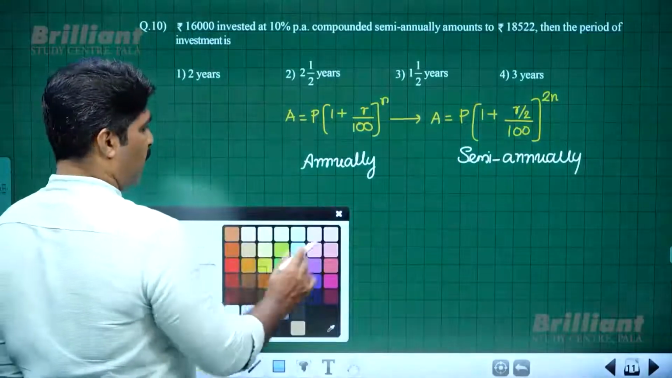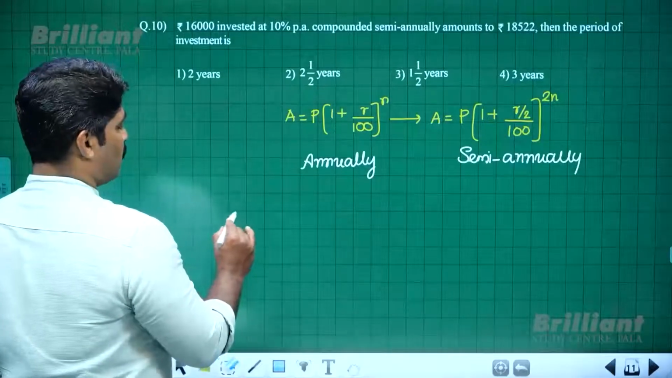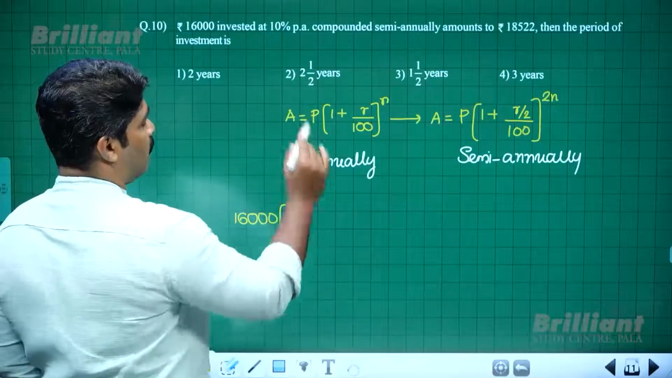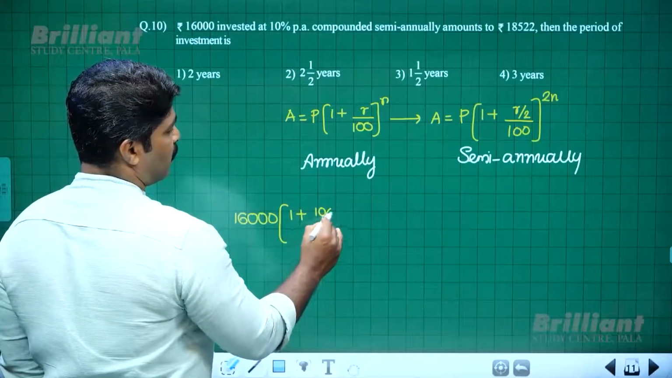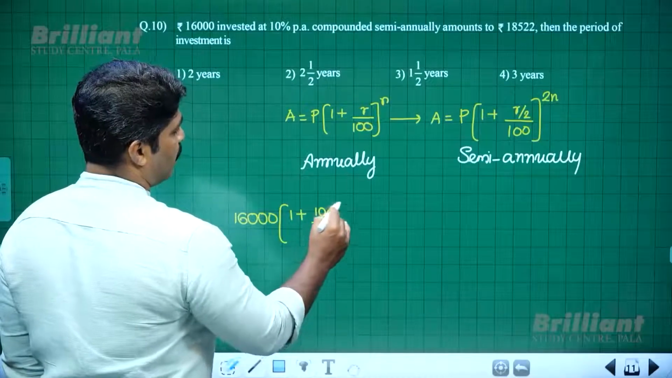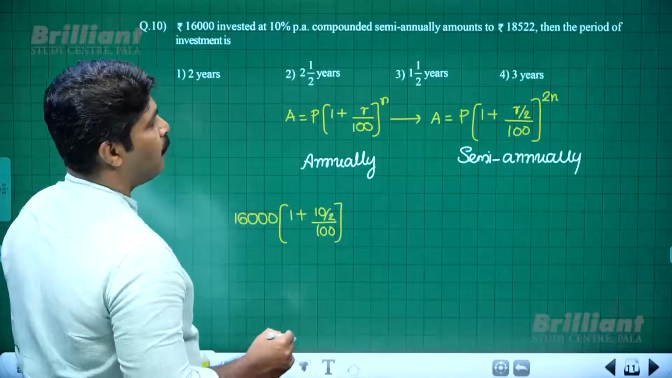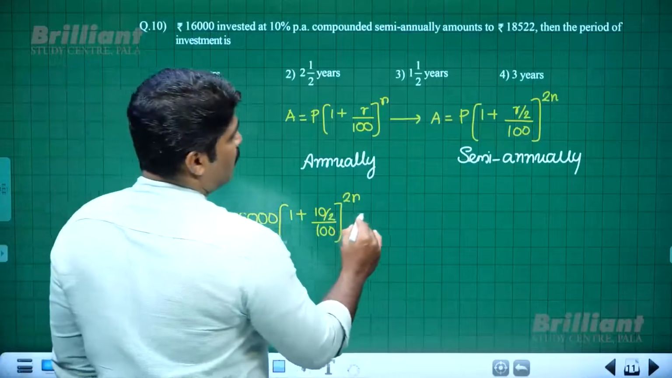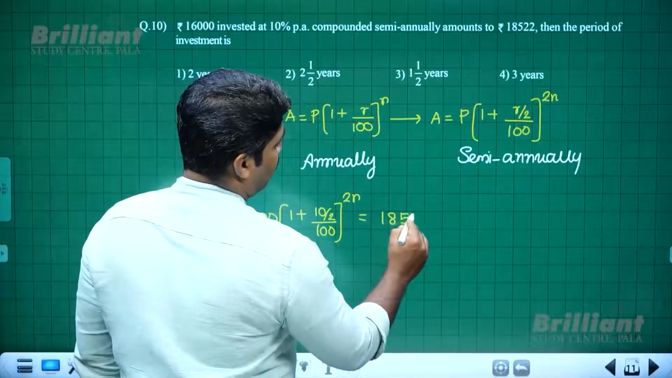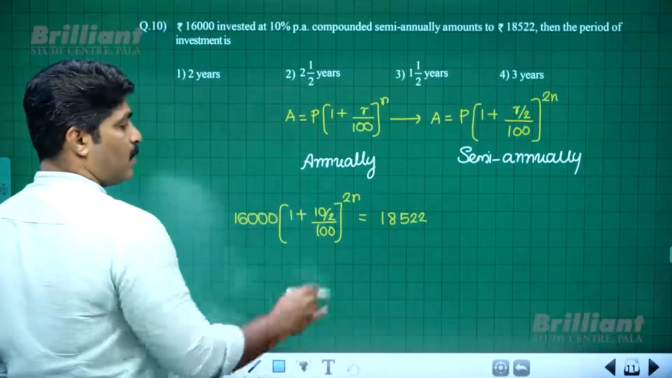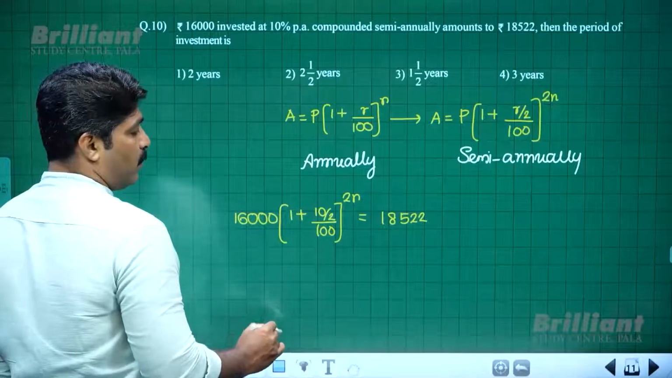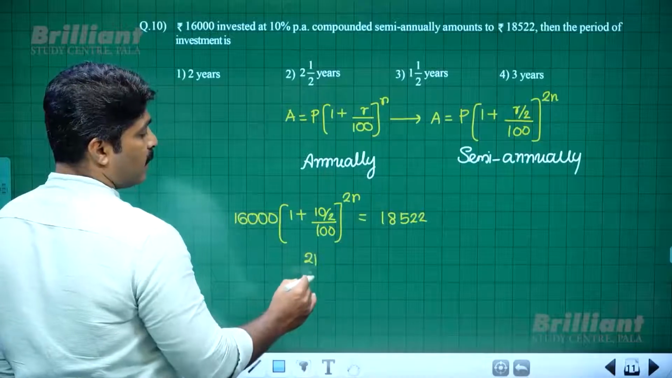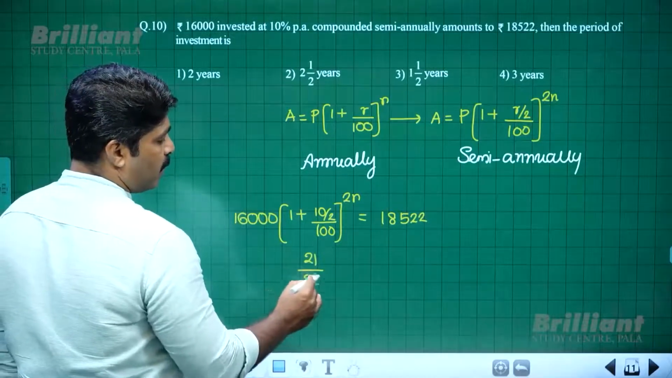So how can we apply that result? This is 16,000 into 1 plus, what is the rate of interest? 10 by 2 by 100, the whole raised to the period of investment. That is 2n. So this is equal to 18,522. We can simplify this. After simplifying this bracket value, that is equal to 21 by 20.